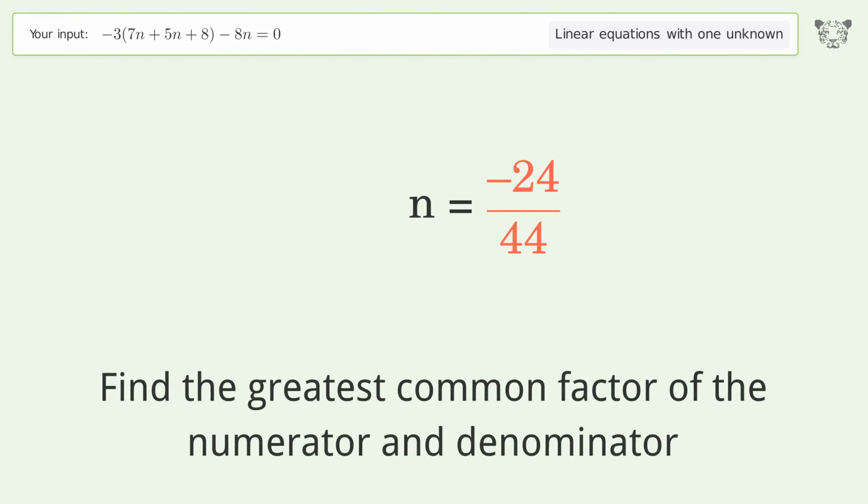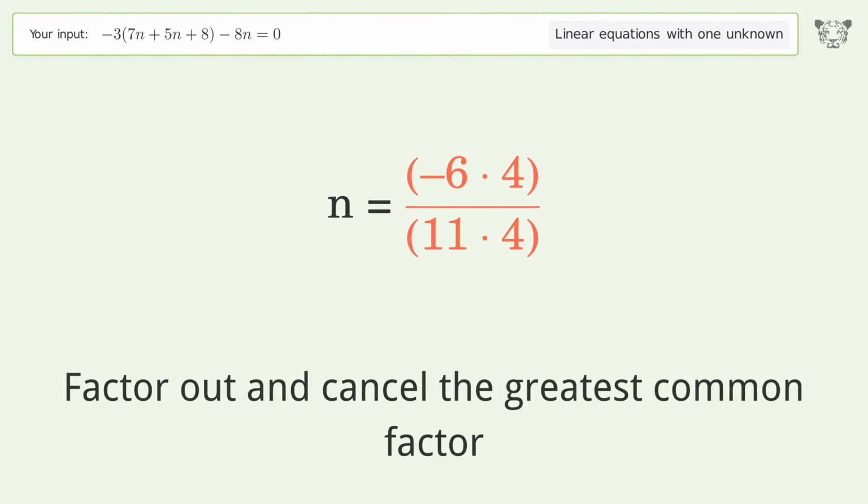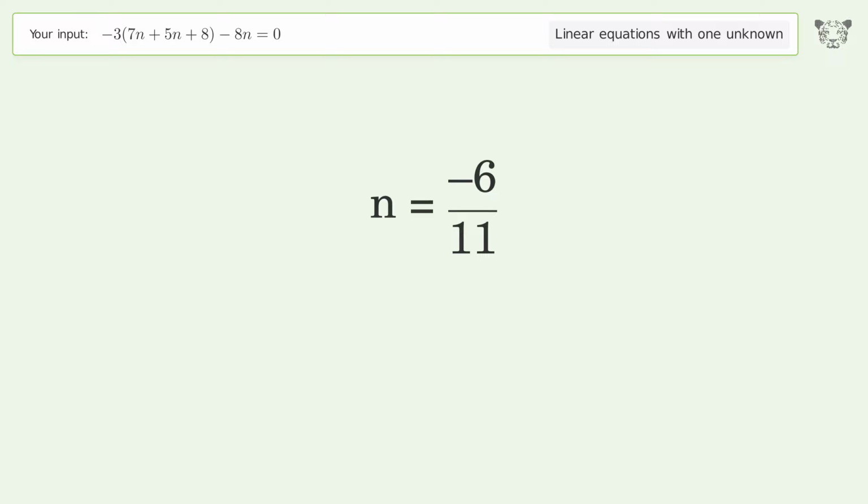Find the greatest common factor of the numerator and denominator. Factor out and cancel the greatest common factor. And so the final result is n equals -6/11.